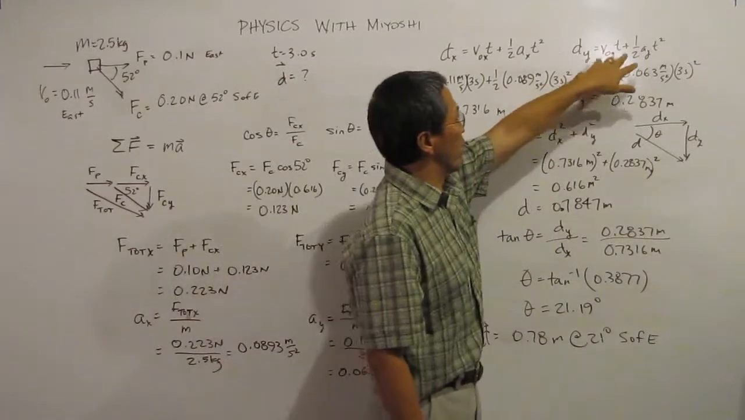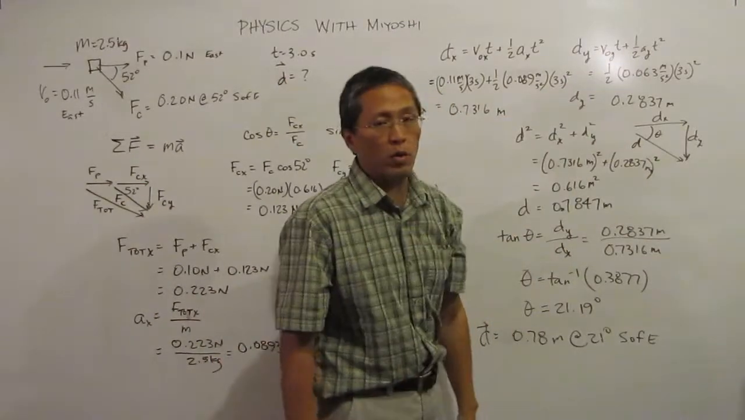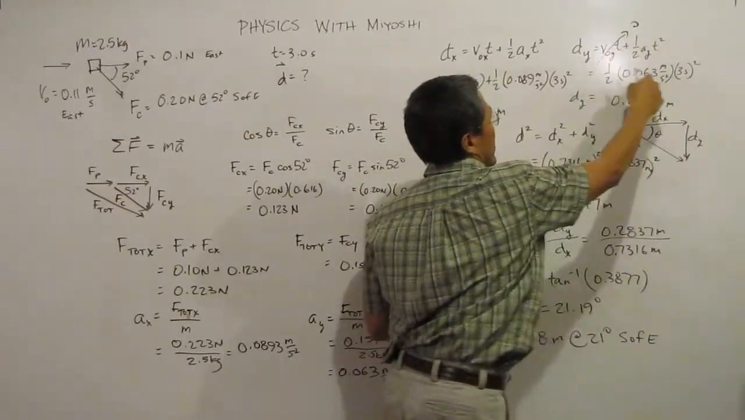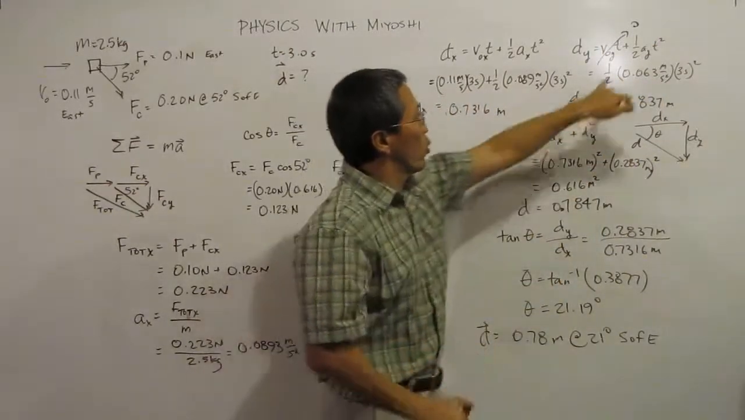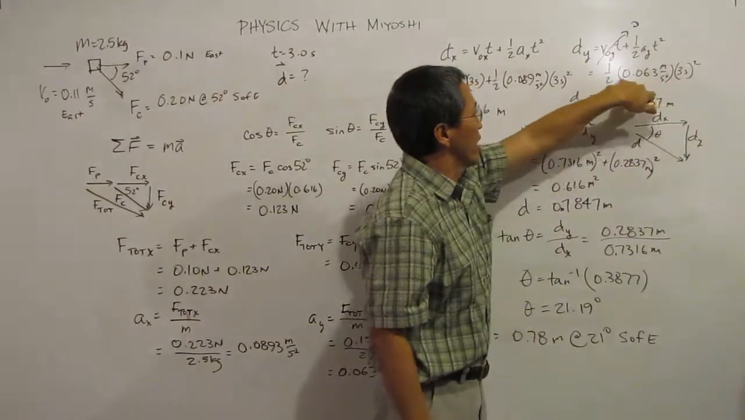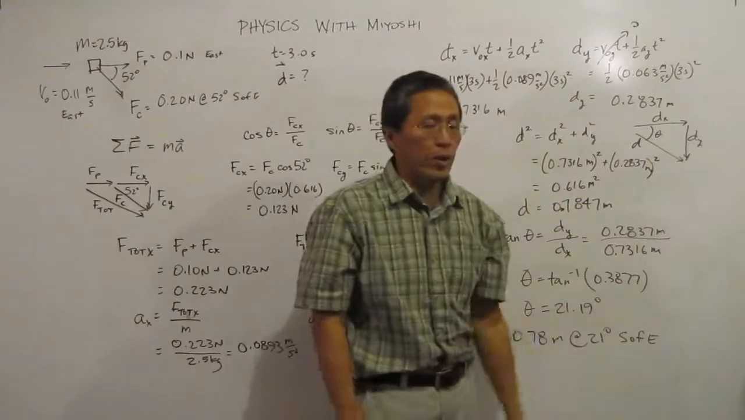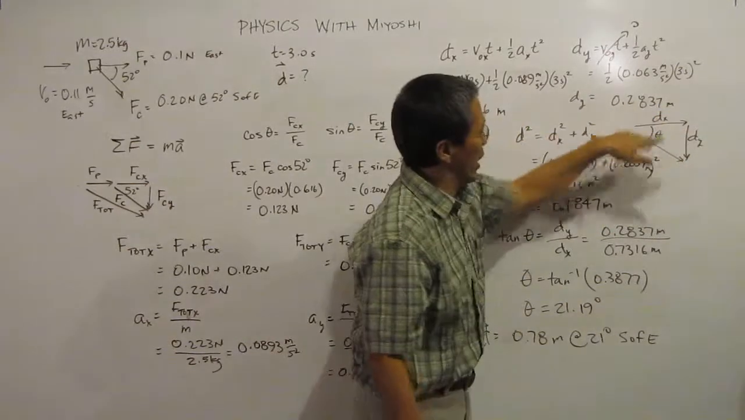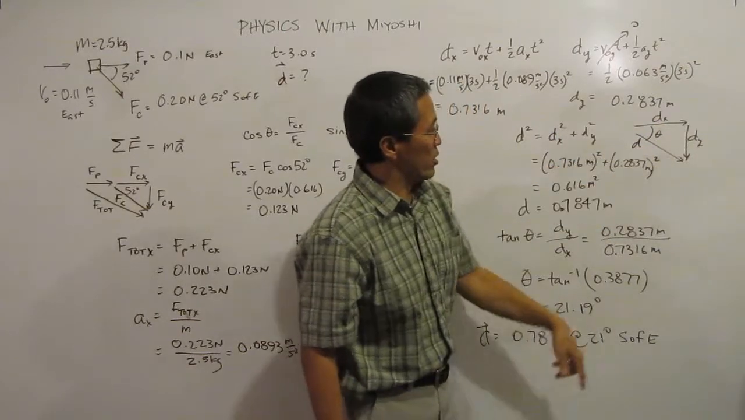I do the same thing for the y direction. Notice my v0 in the y direction is 0, so I can just take that out, which you see down here. I only have the 1/2 a_y t squared. Multiply that all out, and I get 0.2837 meters.